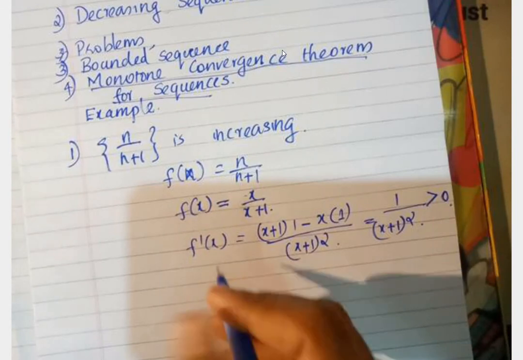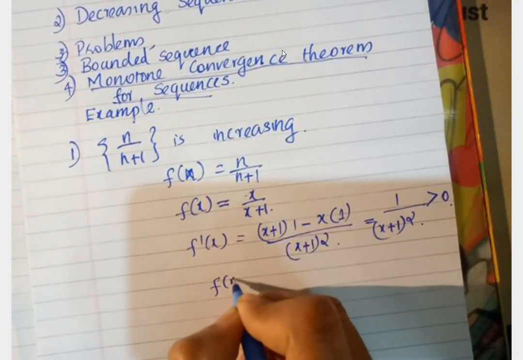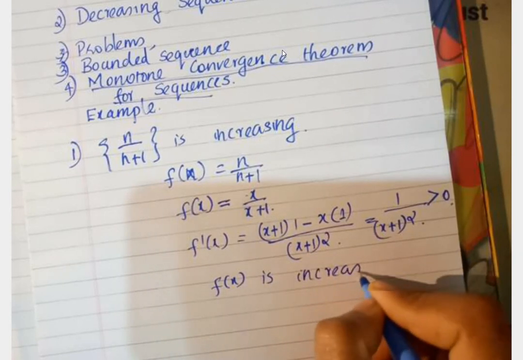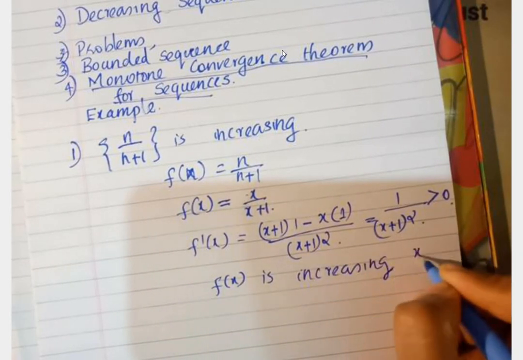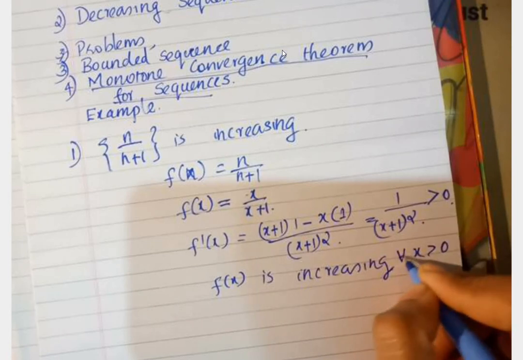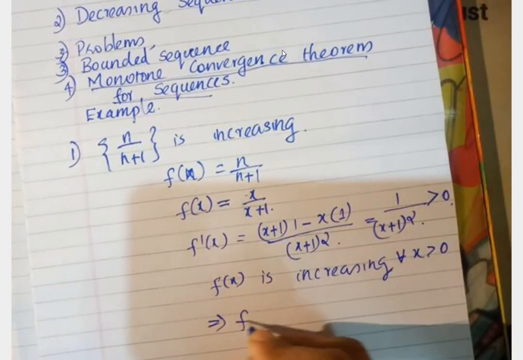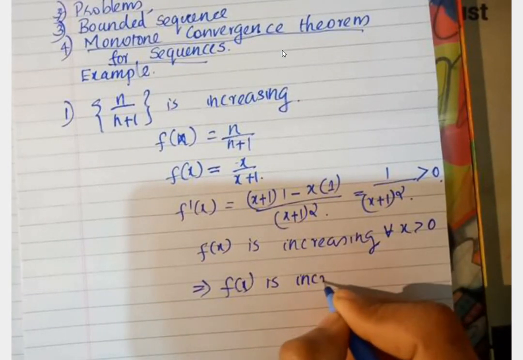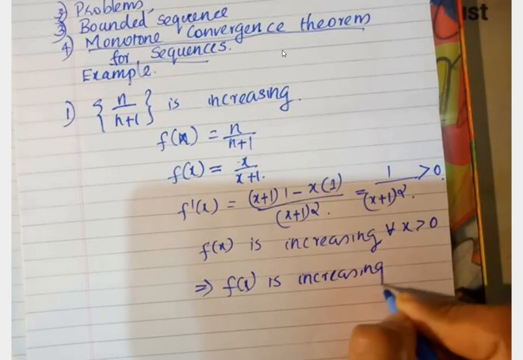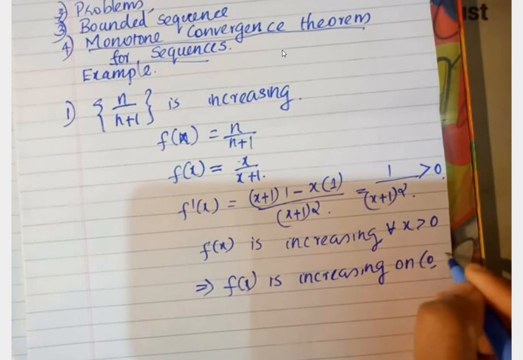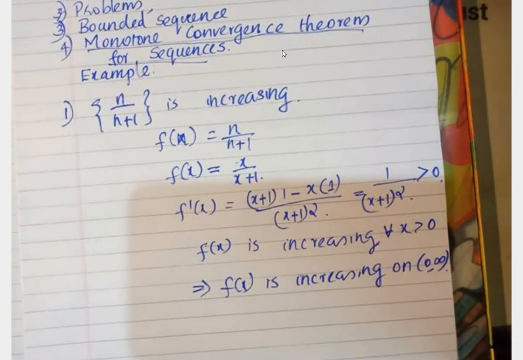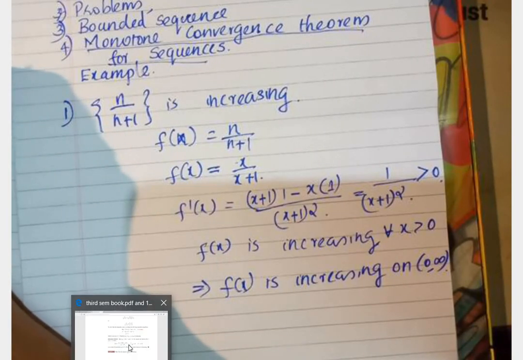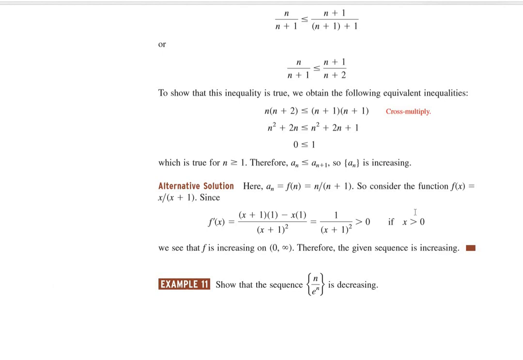That means f of x is increasing for all x greater than 0, which implies f of x is increasing on 0 to infinity. In this way also we can solve this very easily, right?